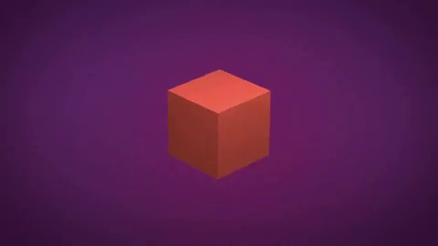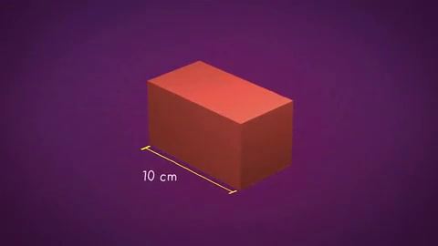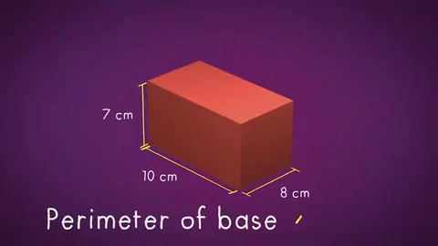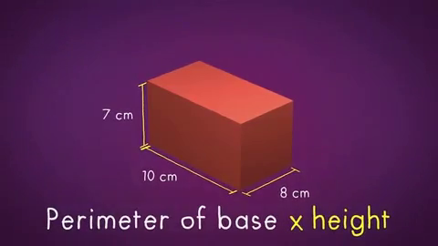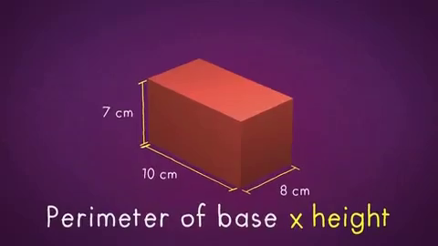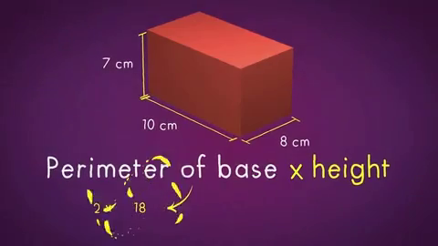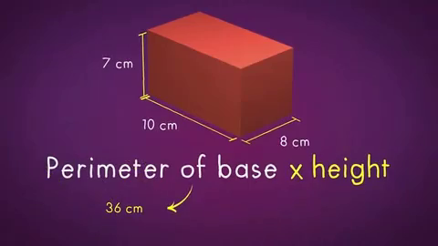Now, we want to calculate the lateral area of this cuboid with this orientation. Remember, the lateral area equals the perimeter of the base multiplied by the height. The perimeter of the base is equal to the length plus the width multiplied by 2. In this case, 18 multiplied by 2, which equals 36 centimeters.